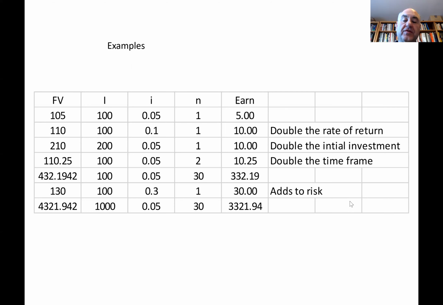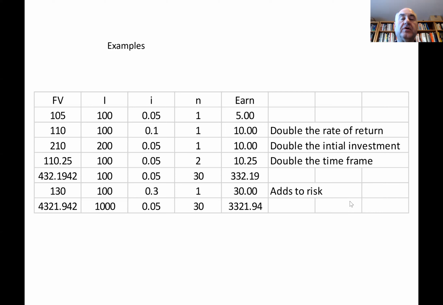And then let's look over a very long period of time. If you move that number of years, that end, from 1 year to 30 years, then we're earning $332.19. And so our future value from that initial $100 investment is $432.19 on that.